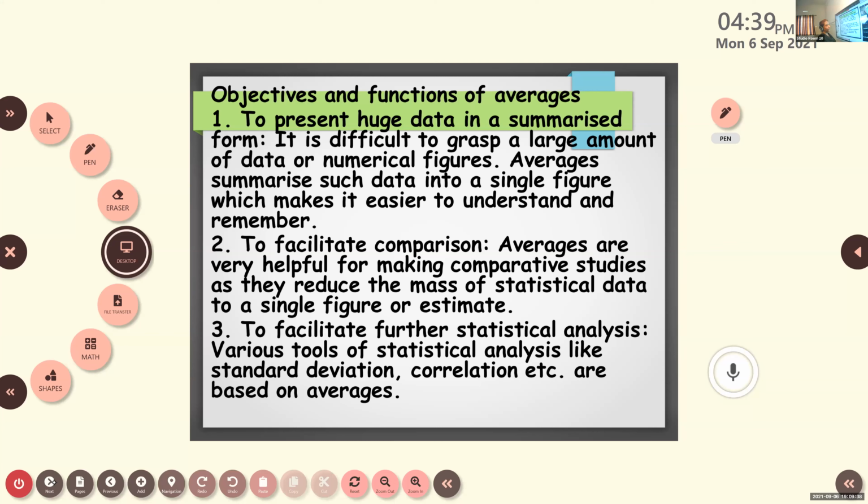It will be easy for us to understand. Second point, it will facilitate comparison, or help us to compare the numbers. If you look at the averages, a large data is brought into a single number, so it is very easy for us to estimate. It is very easy to understand and very easy to compare. Data can be compared easily. That is the second objective of average, to facilitate comparison. It's very easy to compare with single numbers rather than a large data.